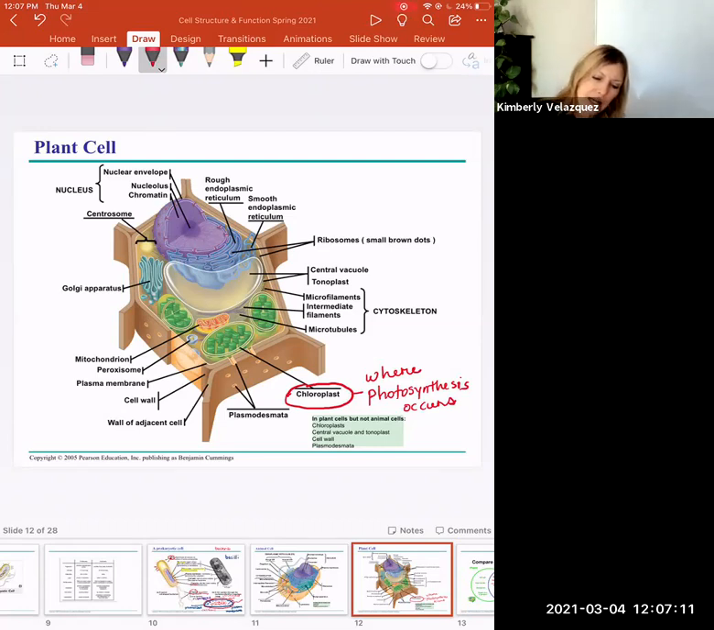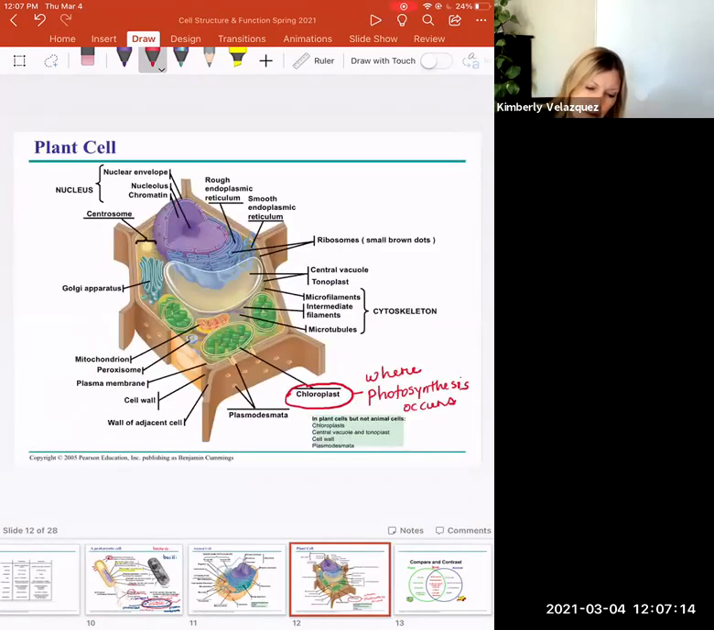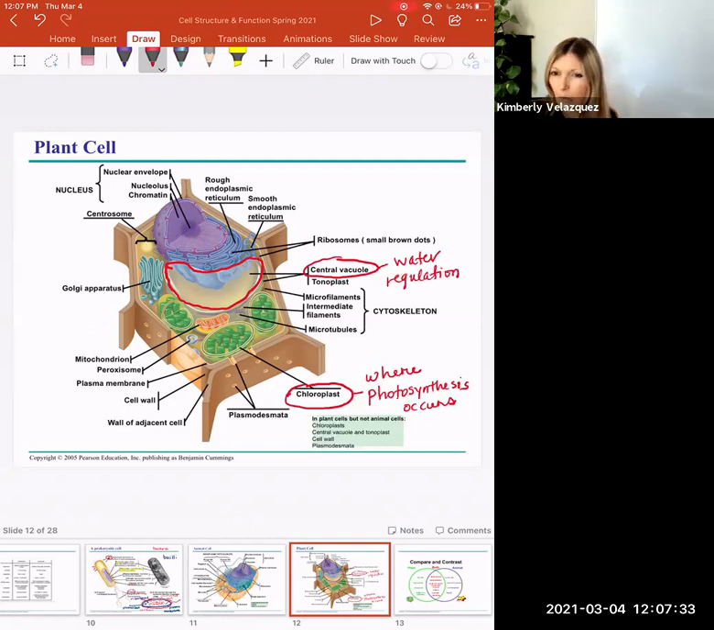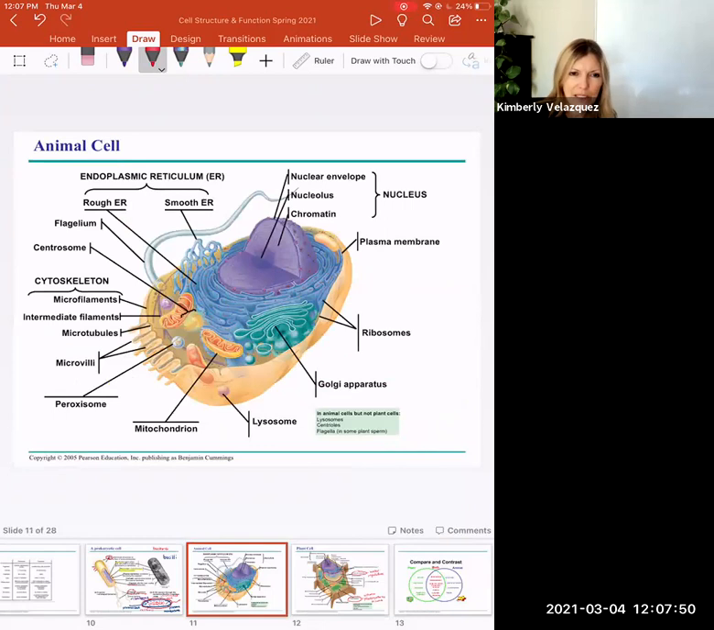Also, you see this plant cell has something called a vacuole. And that vacuole here is involved in water regulation, and animal cells don't have that. Plants need water to carry out photosynthesis. In fact, water is the first reactant that enters photosynthesis. So that is involved in water regulation in the plant cell. Those are two structures that animal cells do not have. Otherwise, all the main structures are the same.